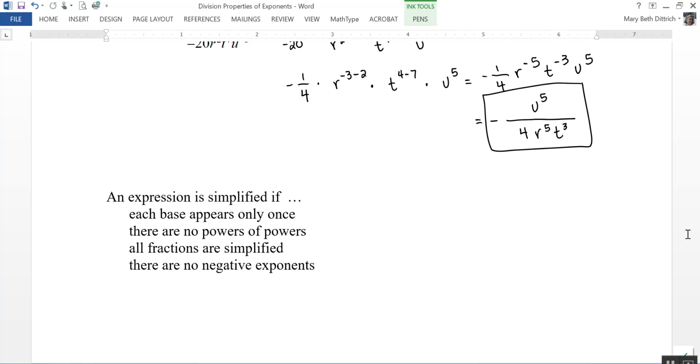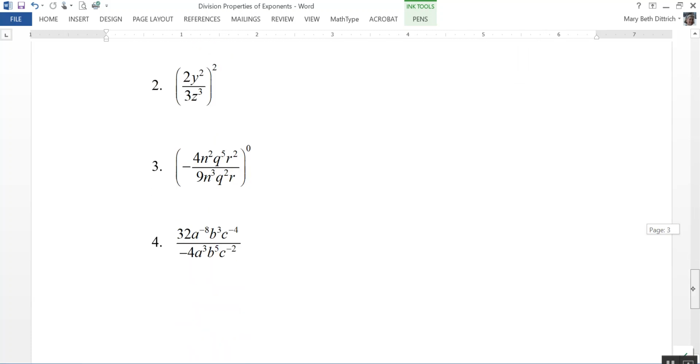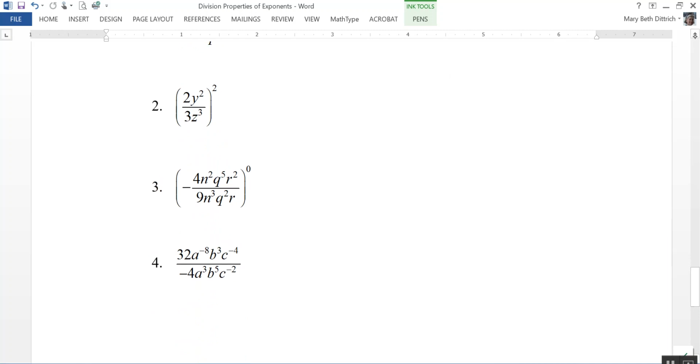So for example, in the previous one, I had to simplify 5 over negative 20 to a negative 1/4. And there are no negative exponents. So I took my r to the negative 5th and made that an r to the positive 5th in the denominator. So here are a couple practice problems I'd like you to try on your own. Go ahead and stop the video, do these in your notebook, and we'll come back and check in just a moment.